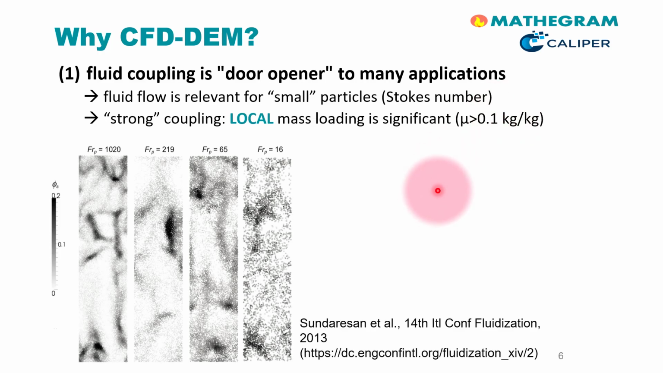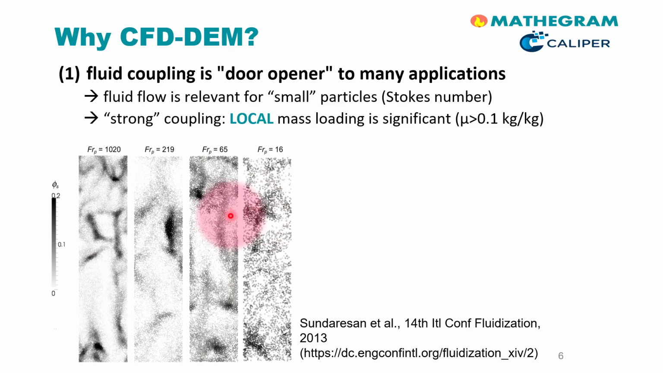How such a flow looks like and what causes the difference between local and global mass loading is illustrated here on the bottom left. Specifically, we see a freely sedimenting gas particle suspension at different Froude numbers that spontaneously and dynamically form clusters, i.e. regions in which particles have a higher concentration. As you can see, the Froude number has an effect on the size of the clusters, and hence how significantly the differences between the local and global mass loading are.